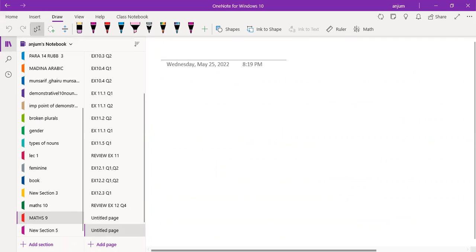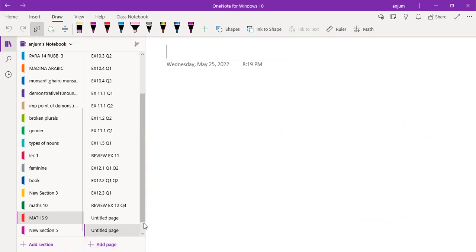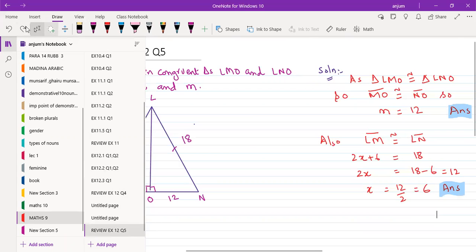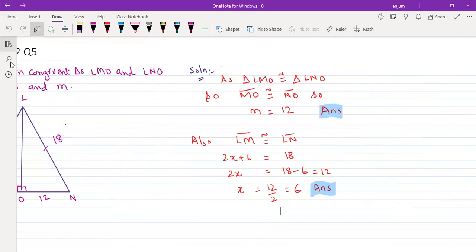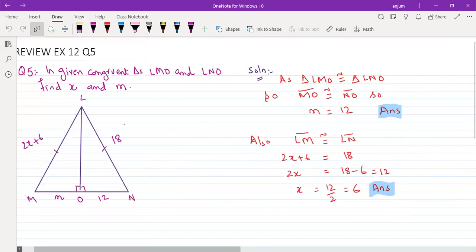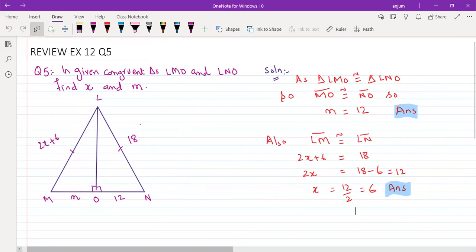Now we will see another question, and that is from review exercise 12, question number 5. In the given congruent triangles LMO and LNO, we have to find the value of x and m.